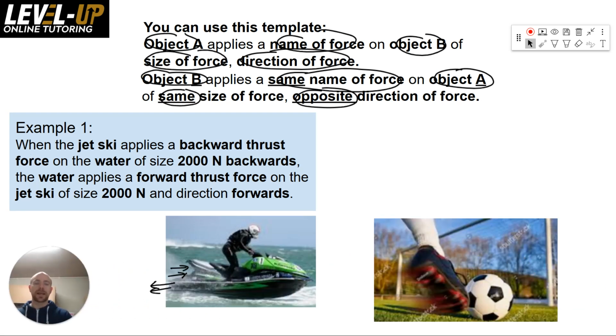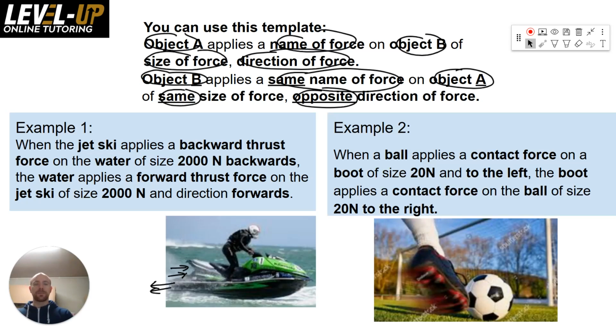What about this one? A football being kicked by a boot or by someone. In this case, let's see how this works. The ball applies a contact force on the boot to the left. You can see the boot is having a force applied on it by the ball here, and the boot is also applying a forwards force on the ball.